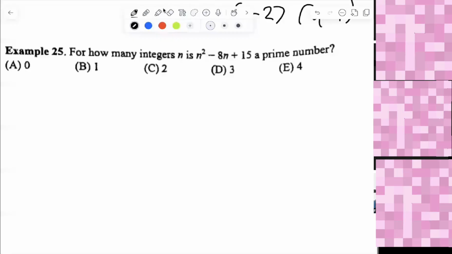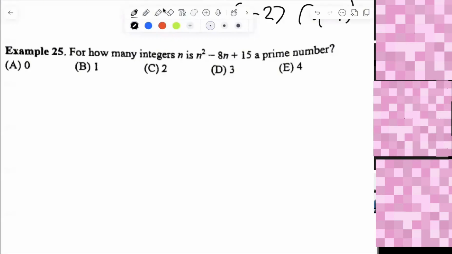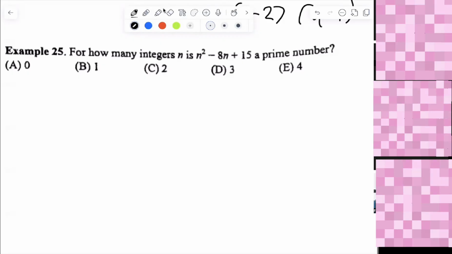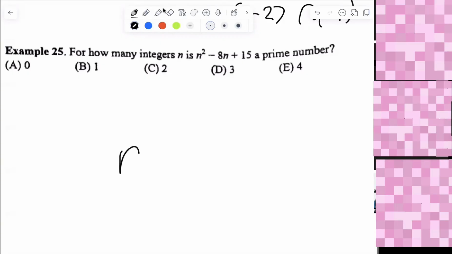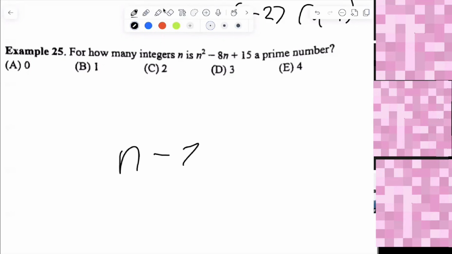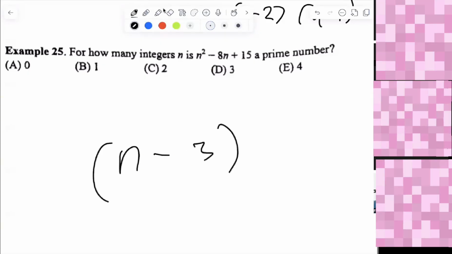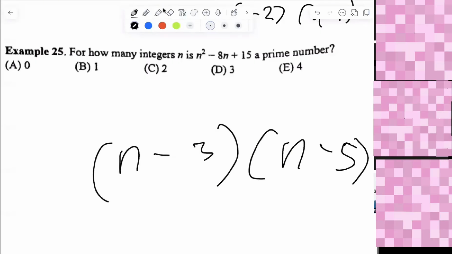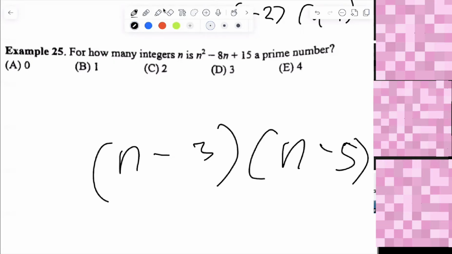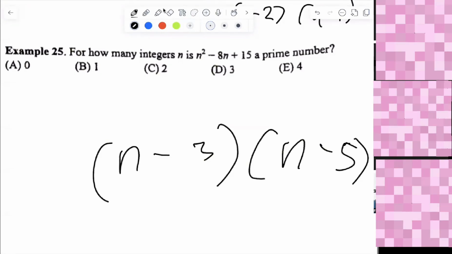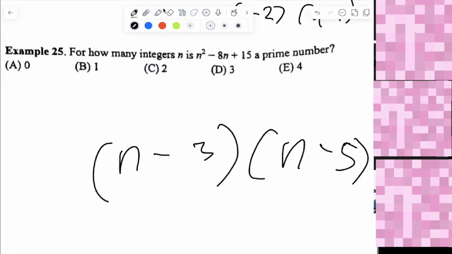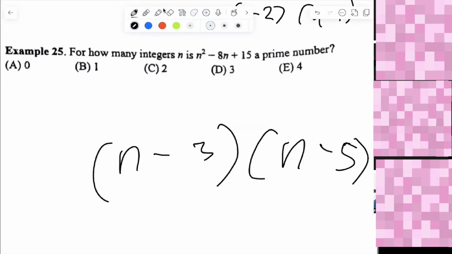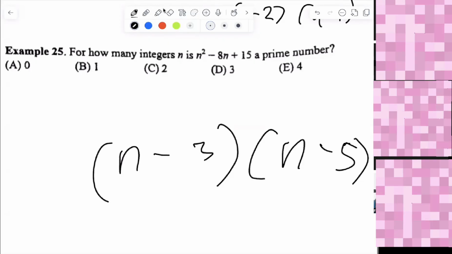Alright guys, let's get started with this question. So basically, for how many integers n is n squared minus 8n plus 15 a prime number? Well, we can still factor this again. That's just n minus 3 times n minus 5, using the same method as we did before. Now n could be greater than 3, or it could be less than 3, but that means n is less than 5 also, which means that they're negative. So you've got to account for that. Alright? So let's get started.